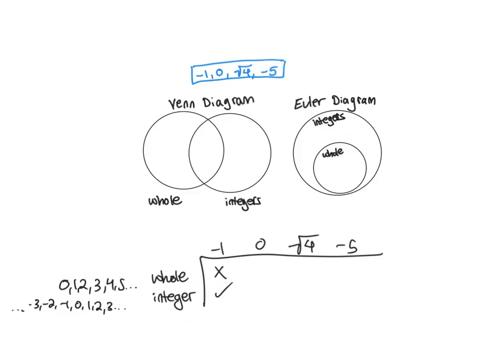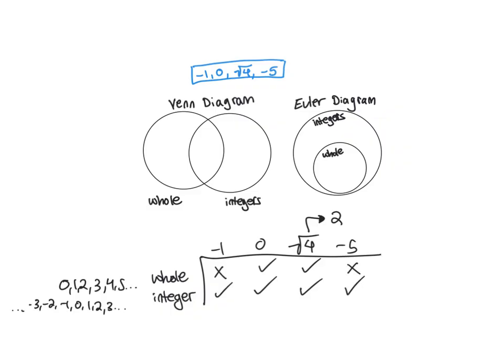How about 0? Is 0 a whole number? Yes, it is, and it's also an integer. The square root of 4, let's talk about what number this really is. The square root of 4 is 2, so this is just a fancy 2. It's a 2 in disguise. 2 is a whole number, and 2 is an integer. -5 is not a whole number because it's negative, but it is an integer.